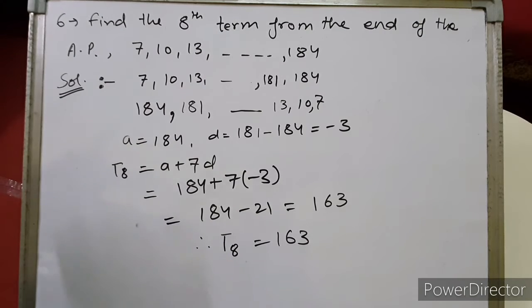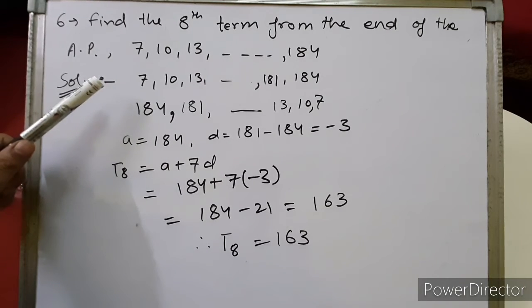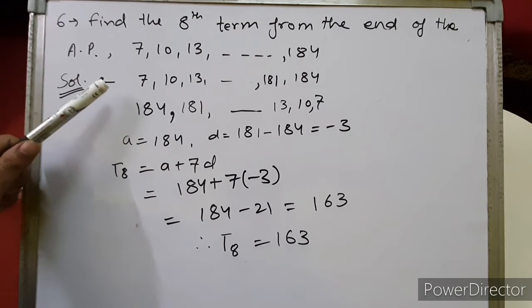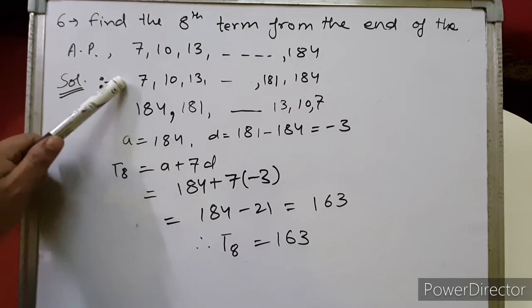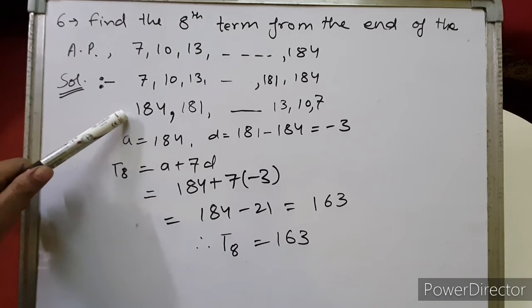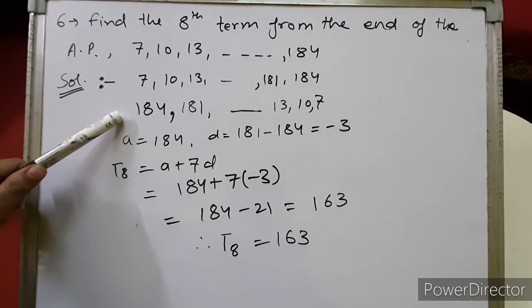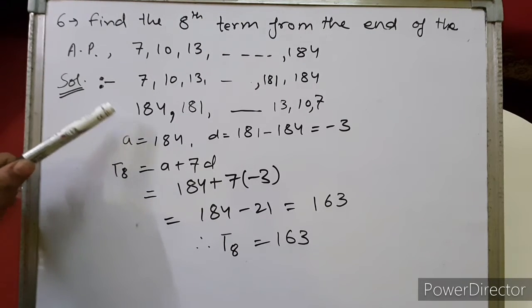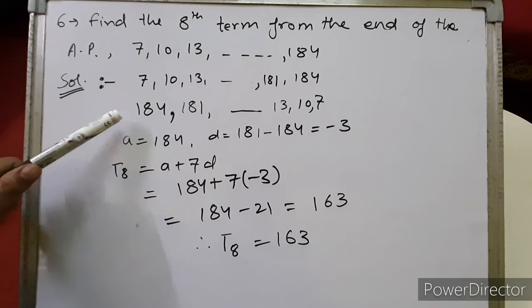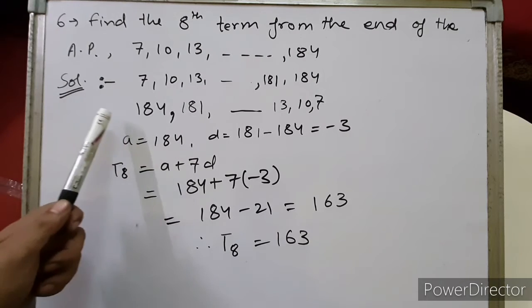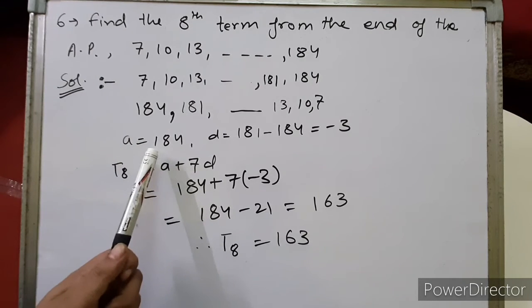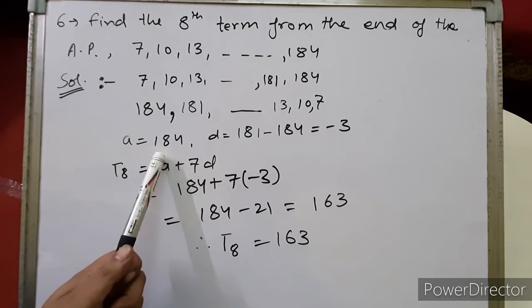So what we'll do, we'll make the last term as the first term. So when we interchange the last term as the first term, and the second last term as the second term, in this series the 8th term from the end will become the 8th term from the beginning. Don't get confused. Now the value of the first term in this series, when we have interchanged the first and last term and second last term.